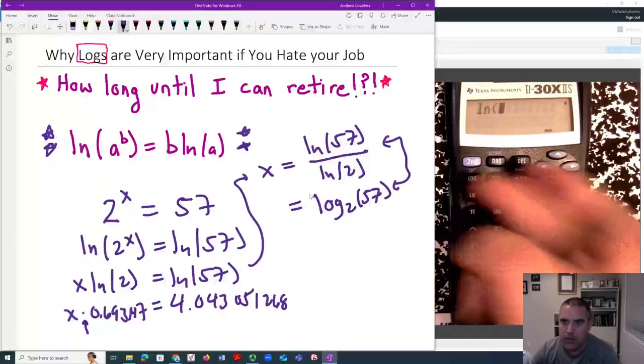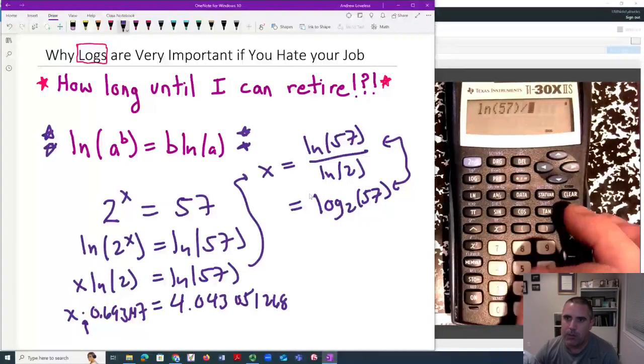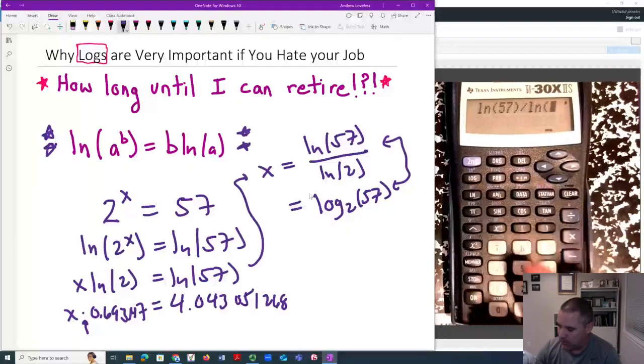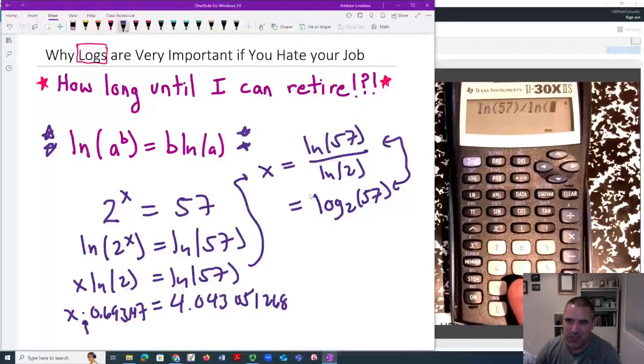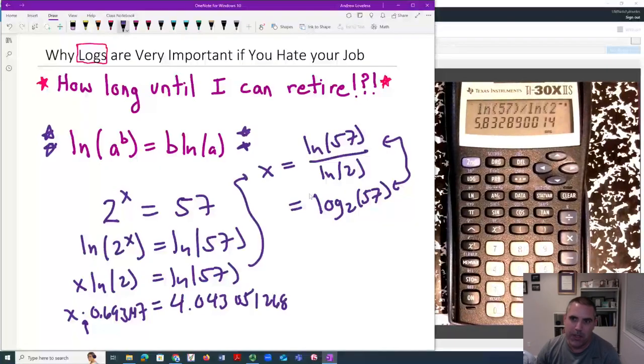I would do natural log of 57. I probably would type this all in. My policy for myself is if I can't fit it in the screen, I do it in pieces. But here I can mostly fit it in the screen. There's my answer.